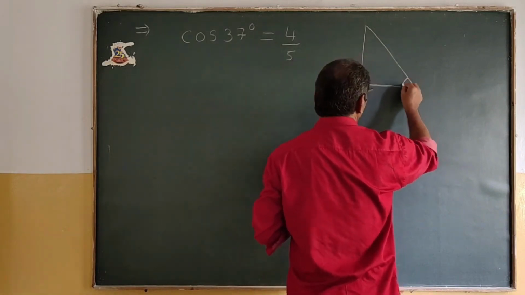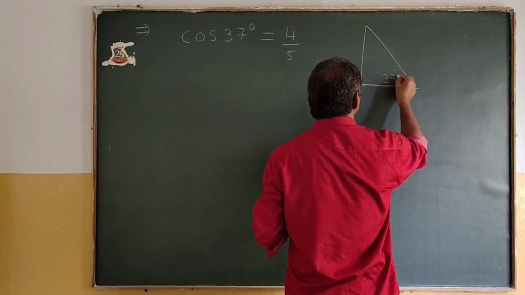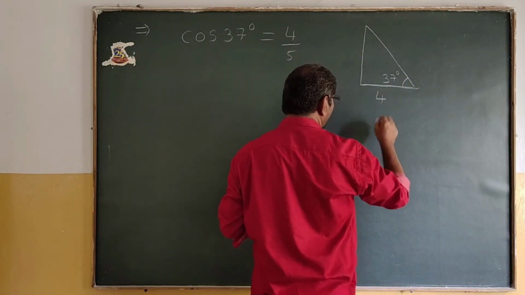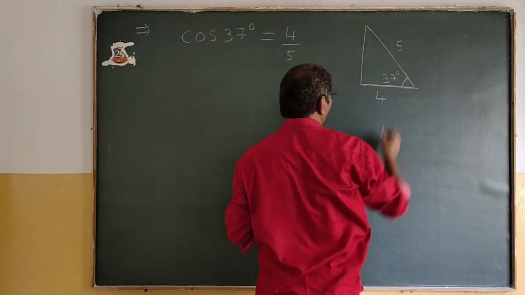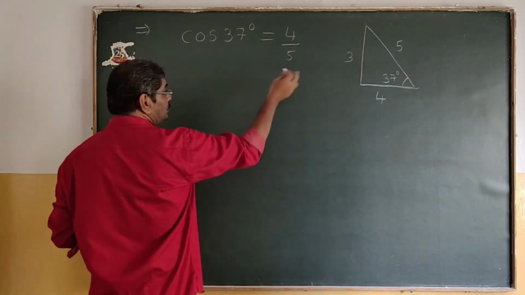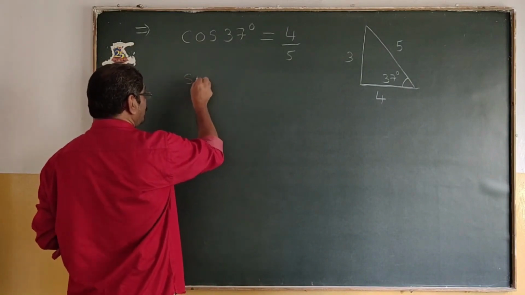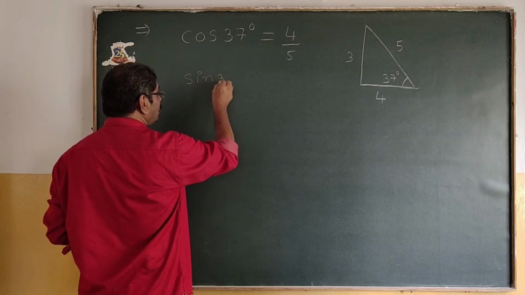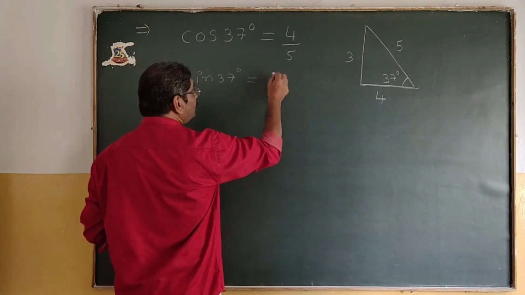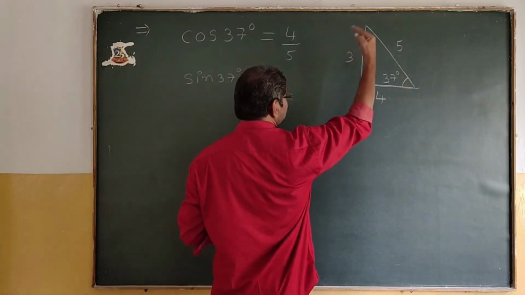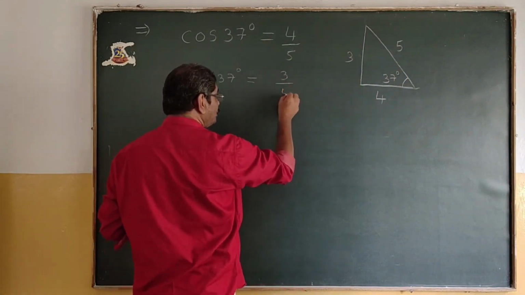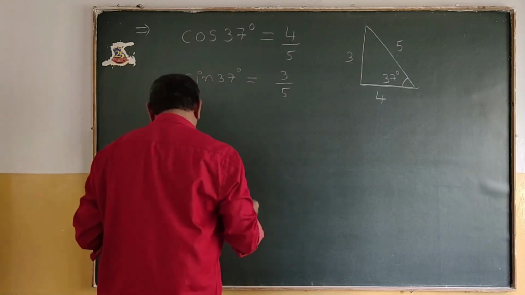the right angle triangle, this angle will be 37 degree. So cos 37 will be adjacent divided by hypotenuse. So opposite will be equal to 3. Now from the given triangle, I can find out the value of sin 37 degree. That will be numerically equal to opposite by hypotenuse. So sin 37 will be numerically equal to 3 by 5.